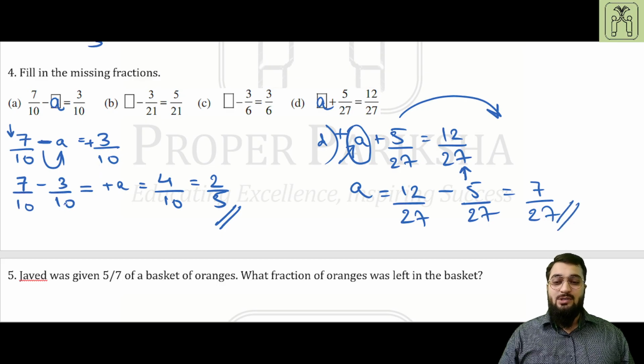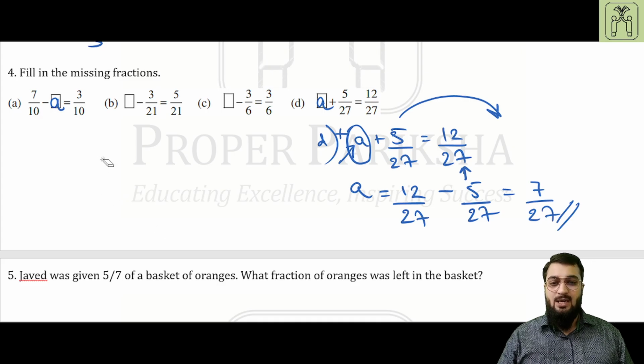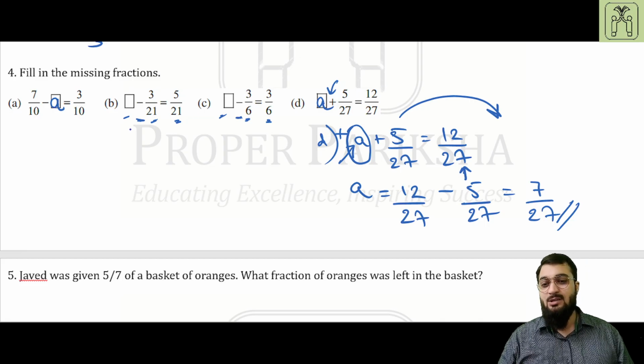So I hope you understand, and I will solve one more example. Basically, B and C are of similar types. Both have the same algebraic operations, both have constants over here, and both have the variables with the plus sign. Here the variable was with the plus sign, but the algebraic operation with the LHS fraction was minus, and here it was plus, and now here it is minus. So we will solve part B.